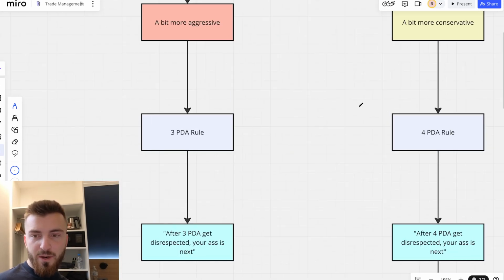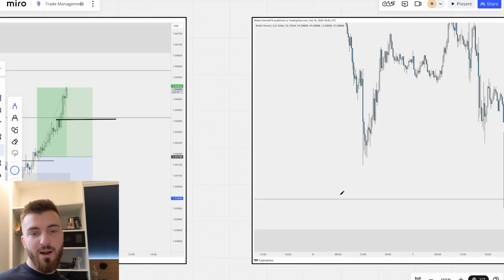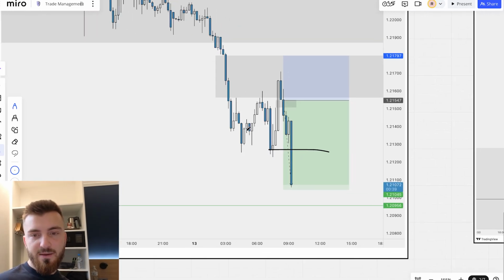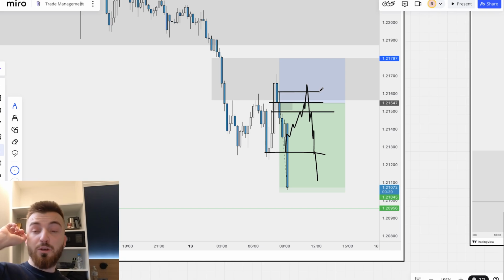Now, 4 PD array rule. Same thing, but it allows for quick wicks and quick price action. What I mean by that is that let's say that the market, before this candle, comes all the way up here and spikes this and then moves lower, still respecting the fair value gaps. That would still be bearish. But if you would have had your stop loss up here, then you would have been tagged out.